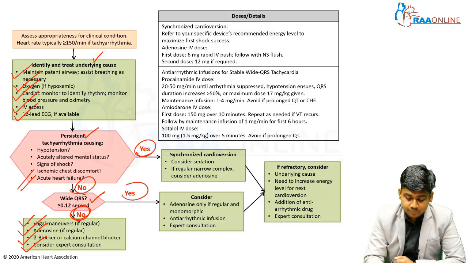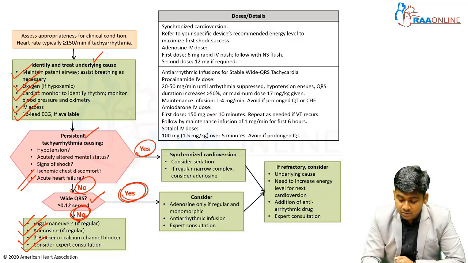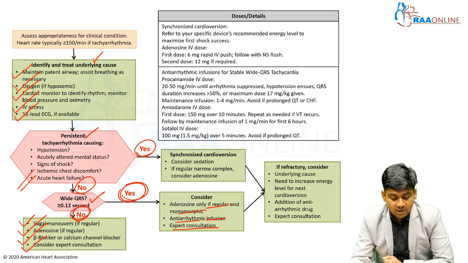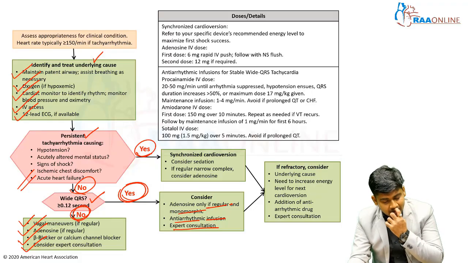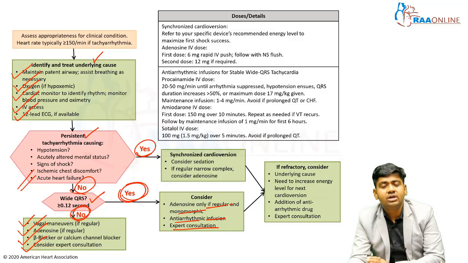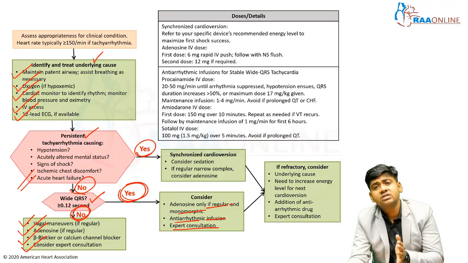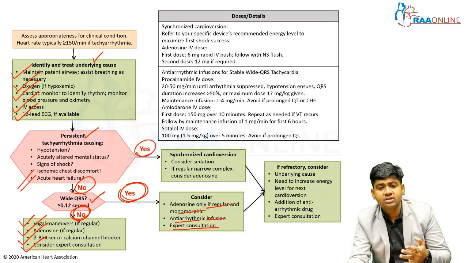If the QRS complex is more than 0.12 second, consider adenosine only if regular and monomorphic, antiarrhythmic infusions, and expert consultation. If the QRS complex is narrow, mostly it will be a sinus rhythm, so a simple vagal maneuver is enough for the patient. Otherwise, go for a small amount of adenosine, beta blocker, or calcium channel blocker, the drugs which decrease the heart rate.